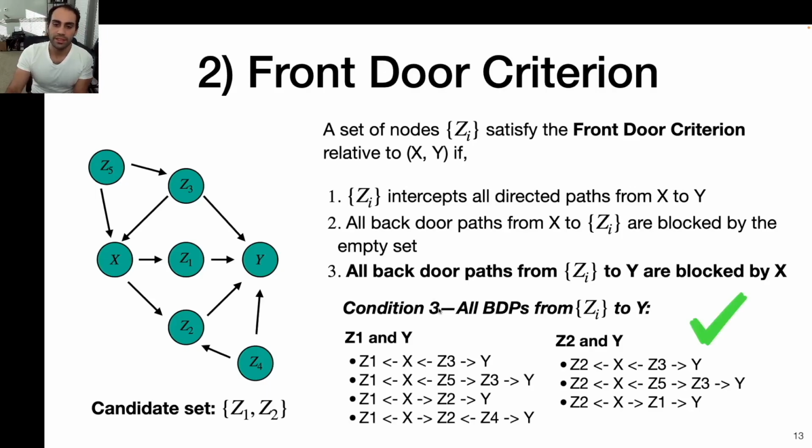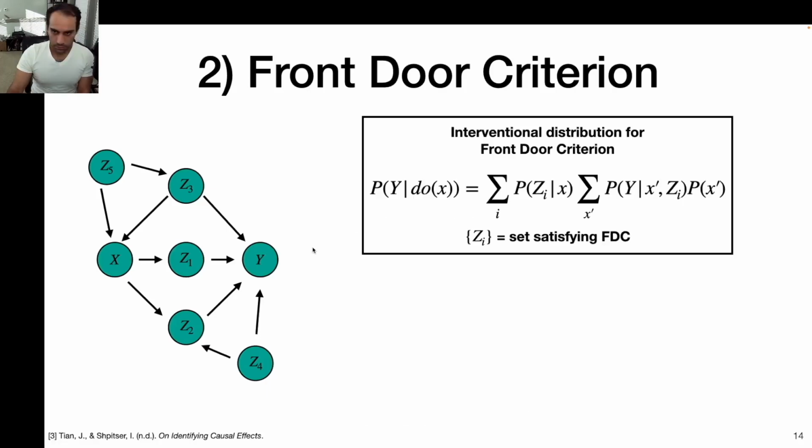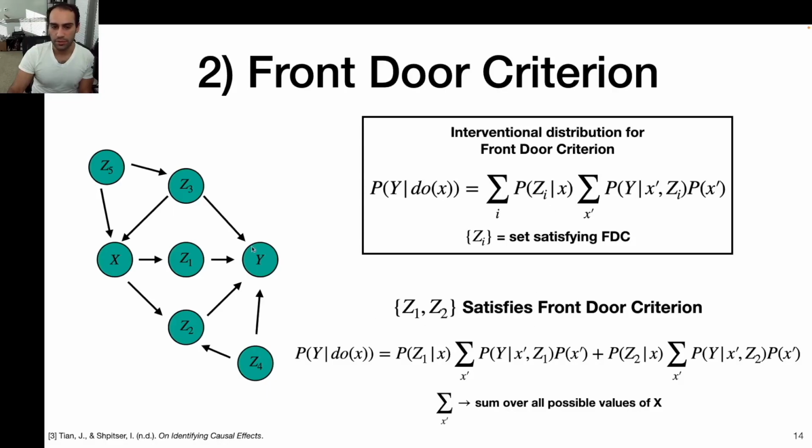Okay, so all three of these conditions are satisfied by our candidate set Z1 and Z2, which means we can write down the interventional distribution directly using this equation. This equation has a bit more going on than what we saw for the backdoor criterion because we have two different summations. So to make things a little more concrete, I'll write out this first summation for the example we have here. Since this set satisfies the front door criterion, we can write the interventional distribution like this. So notice we write out this sum.